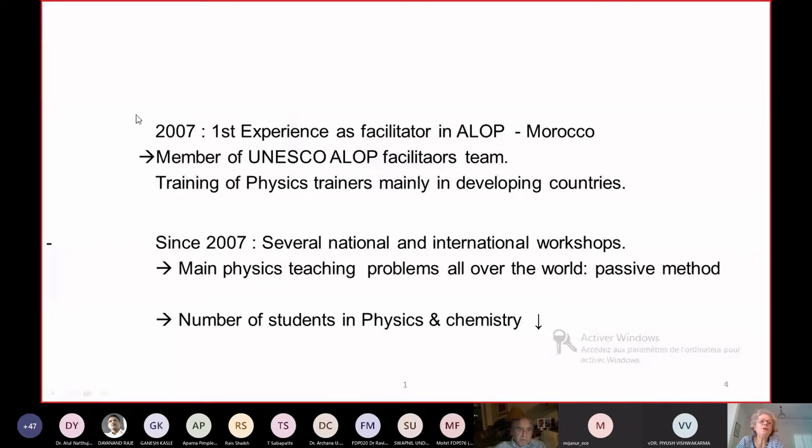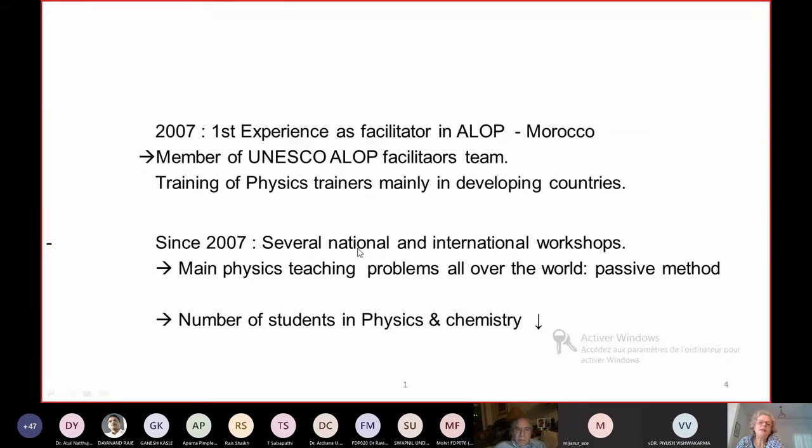And during this workshop in 2007, the original ALOP team facilitators asked me to present part of module 5 and 6, that is on optical communication. So I was very happy to participate, and it was with Alex Mazzolini, and it was a wonderful experience for me. And since that date, I was asked to become part of the ALOP team, international team.